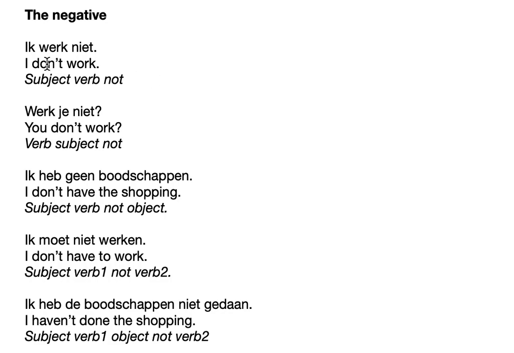Same with the question, if you remember. English uses do. Do I work? Does he work? Does something work? Well, yeah, then you use the do. And I don't work uses this not just behind, and this may be very confusing because in Dutch the not is at the end. So you're going to put niet at the end. So it's subject, verb, not. All right? And this niet is usually at the end.